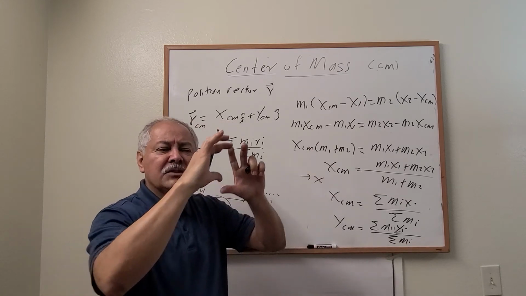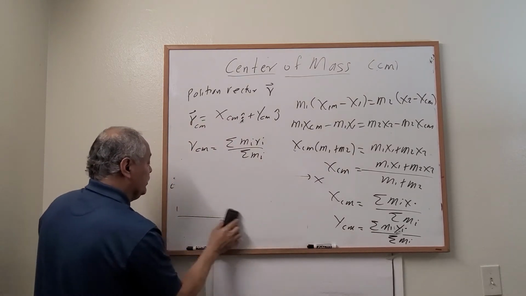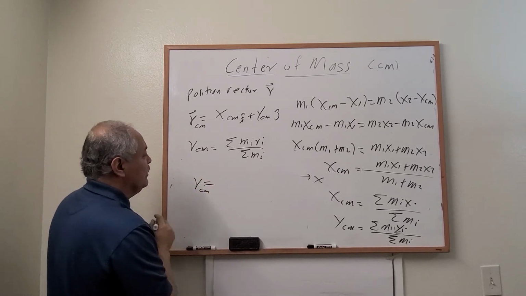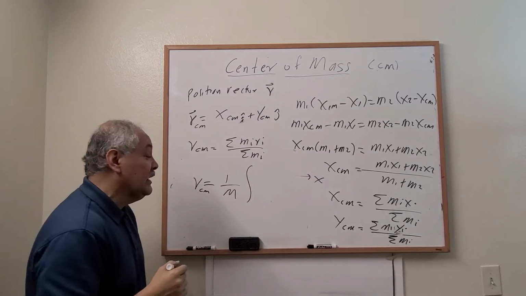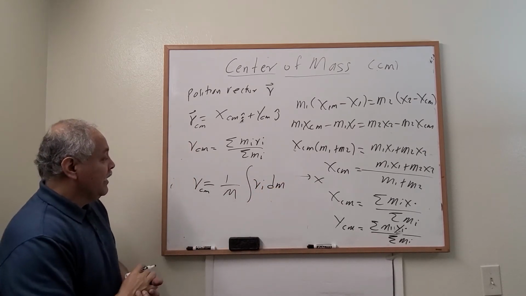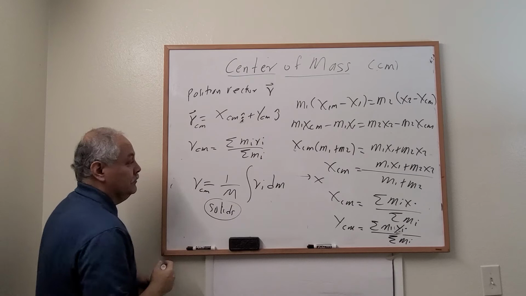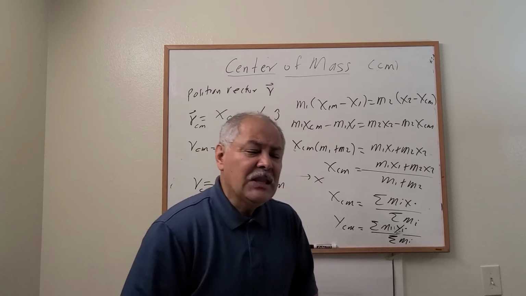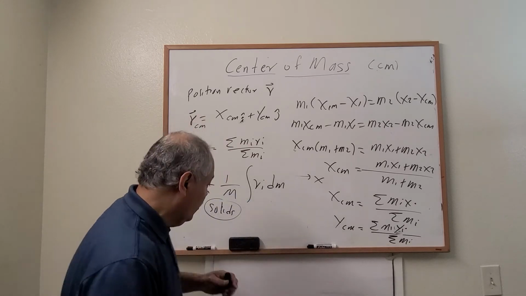Now, what happens if we have a continuous object? We have a solid. When we have a solid, the equation takes this form. The position of the center of mass equals 1 over the total mass times the integral of r dm. This is for a solid. Okay, now we found the position vector of the center of mass. Now let's go to the velocity of the center of mass. How can we work with that velocity? Okay, let's do it.